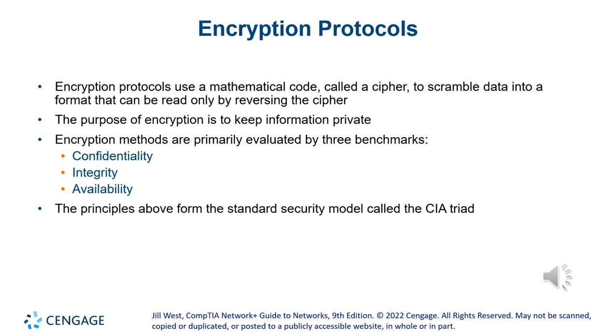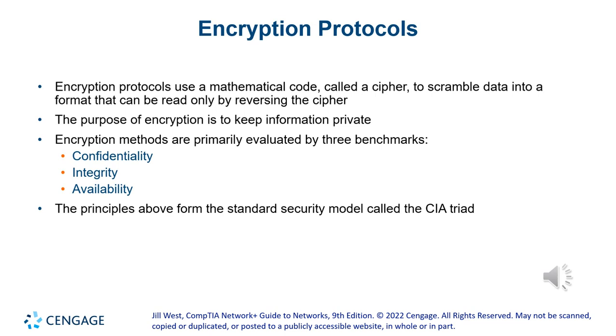So just to keep everything private, make sure that there are three benchmarks: confidentiality, integrity, and availability. You want to make sure that it's confidential, that no one else can see it. It has integrity, so you can trust it. Make sure the information that you get is the right information, and availability, to make sure that it is there and you get it. These are called the triad, the CIA, that you need to have.